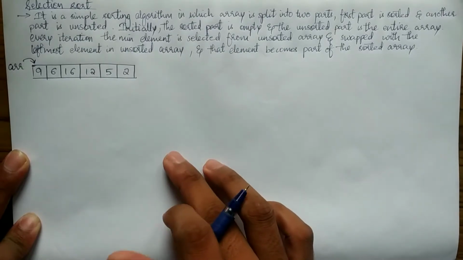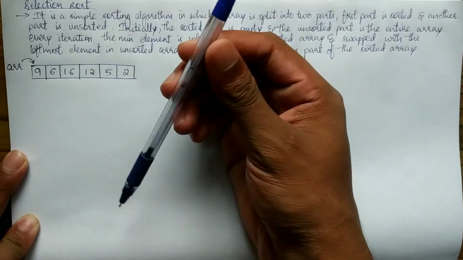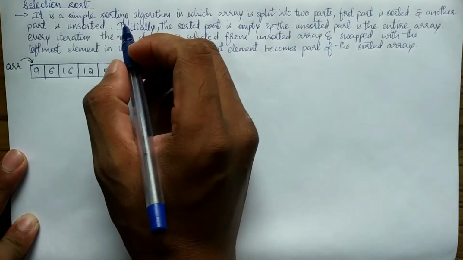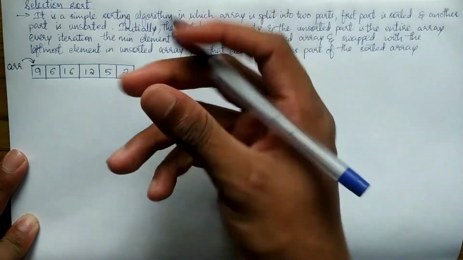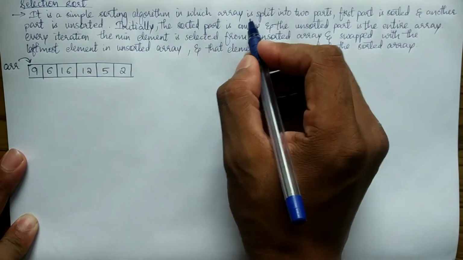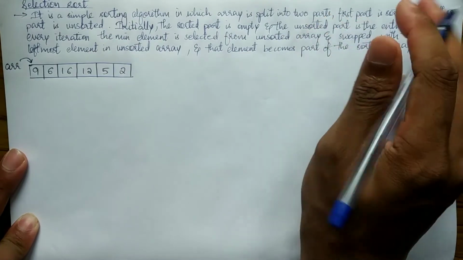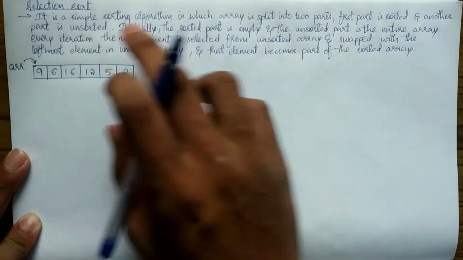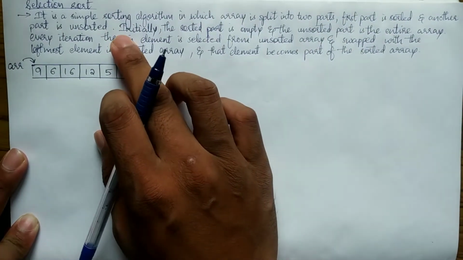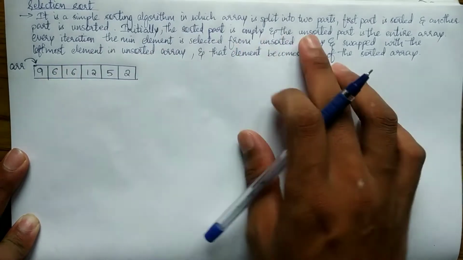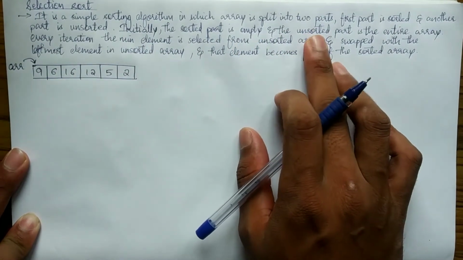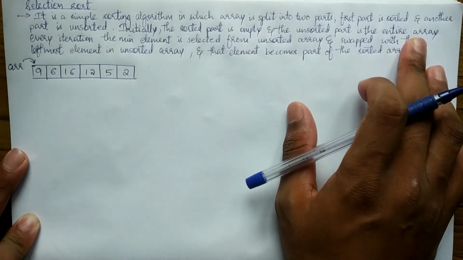Today let's see how the selection sort works. Selection sort is similar to our insertion sort. It is a simple algorithm in which we split the array in two parts. The first part is the sorted array and the second part is the unsorted array. Initially, our sorted part is empty and the unsorted part is the entire array.